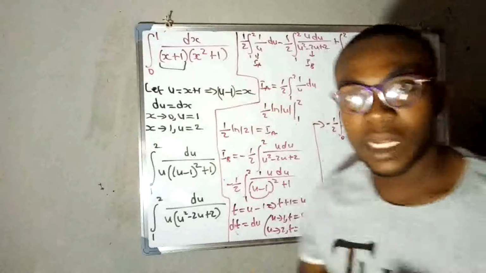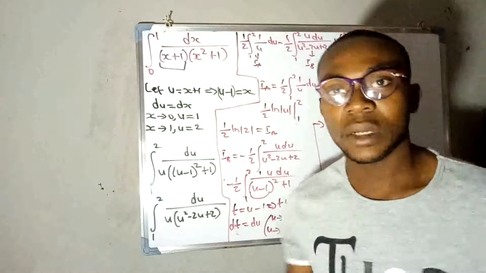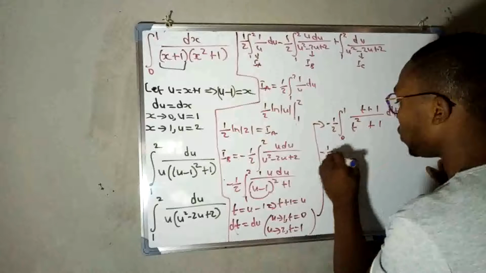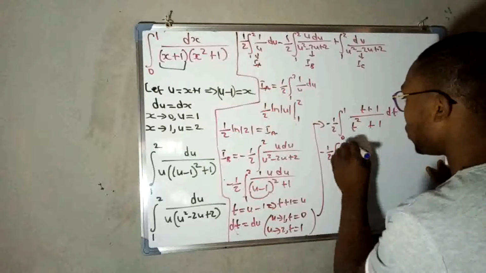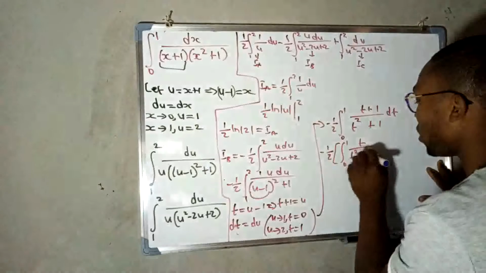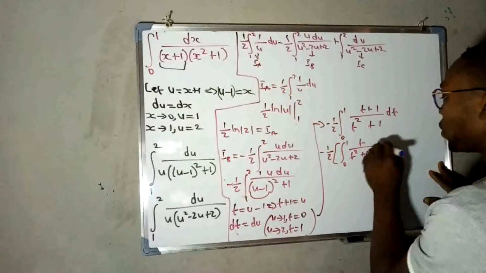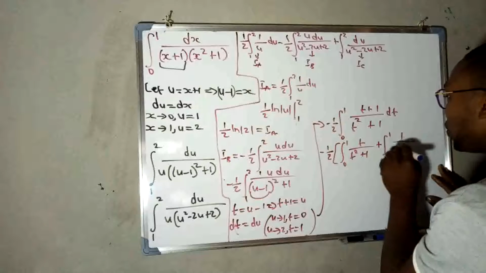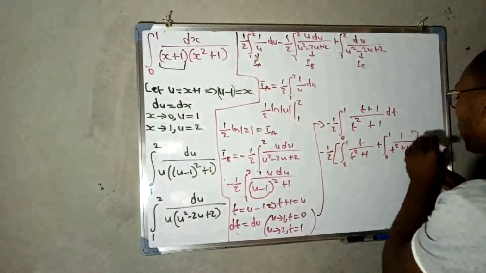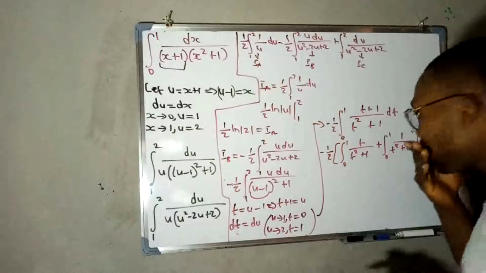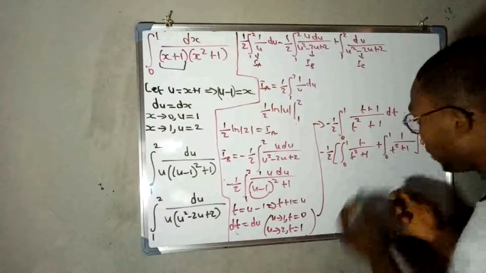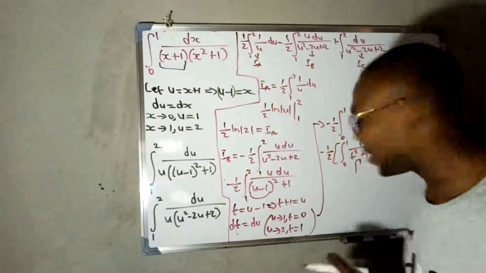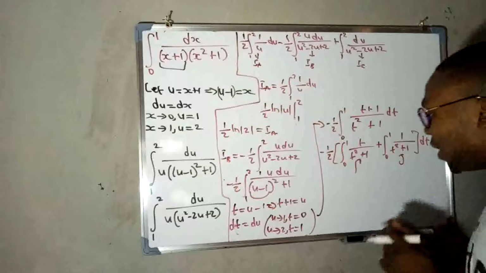On this side, we have to split our integral into 2 again. We just have to split the integral into 2. So we'll be having minus 1 over 2 integral 0 to 1 t over t squared plus 1, plus my integral 0 to 1 of 1 over t squared plus 1 dt. So let me just call this my gamma and let me call this my g. Very interesting. This is my gamma and this is my g.